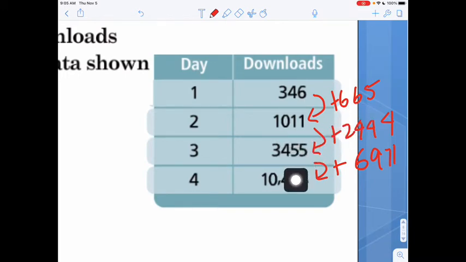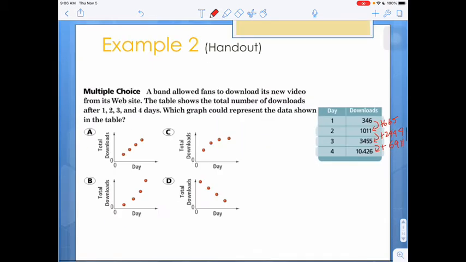Then from day 2 to day 3, we add 2,444 more. And from day 3 to day 4, we added 6,971 more. So we're definitely looking for a graph that's going to increase in downloads as the days increase. Using the idea that we want a graph that's increasing, we're going to look from left to right, and we want the overall flow of the graph to go up, like A, B, C, but not D.